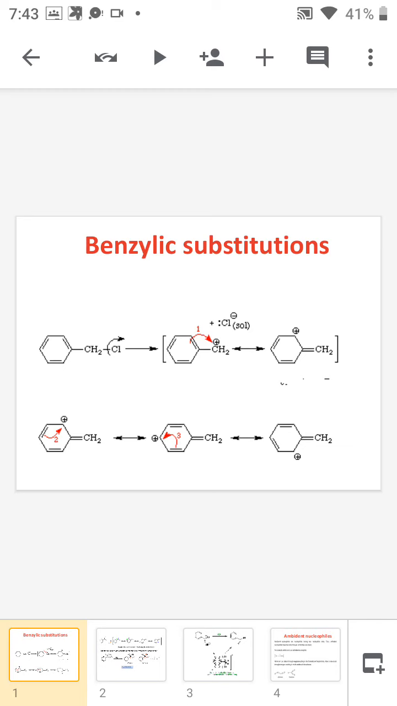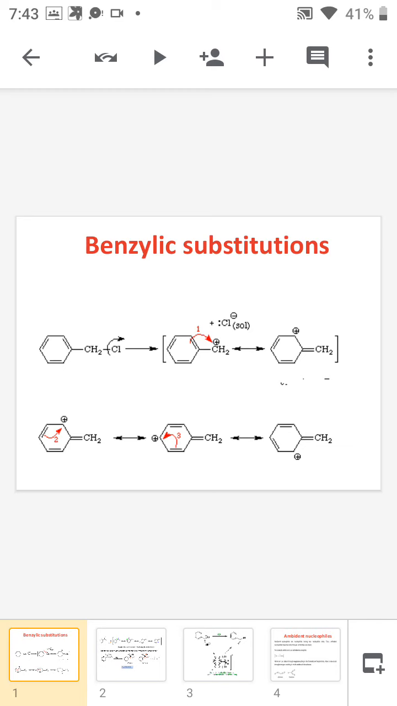In the benzylic carbocation, the positive charge is not located on a single carbon atom. It may undergo resonance. So these are the resonance structures of the benzylic carbocation, and we can see that 5 resonating structures are possible for the benzylic carbocation.